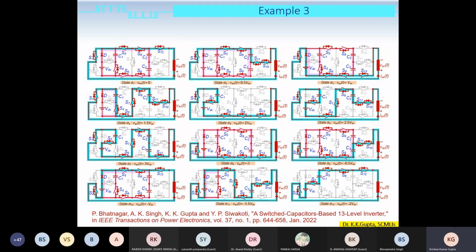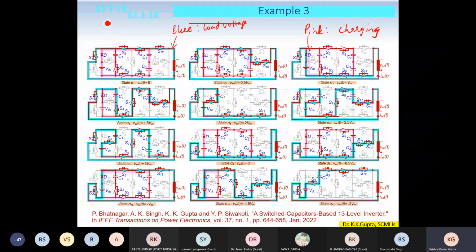So what I have shown here is an analysis of the states, the way I was doing previously. Here you can see each state has two paths. One is colored in blue, which is basically for the load voltage, and the other one is colored in pink, which is basically the charging path for the capacitors. So this analysis is very easy here.